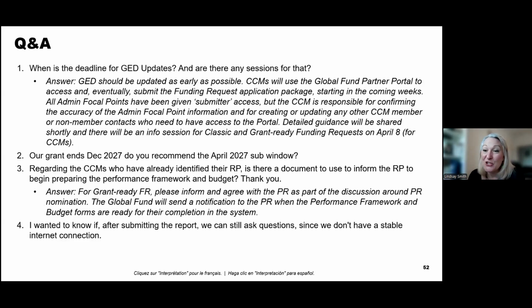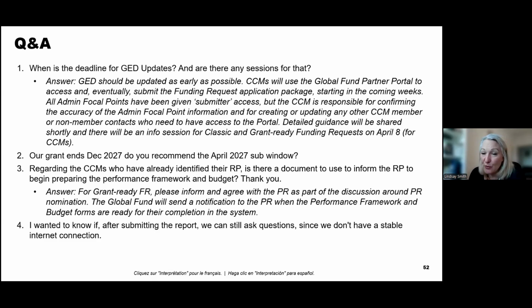What is the deadline for GED updates? And are there any sessions for that? Okay, so GED should be updated as early as possible. It obviously depends on how soon you need to develop your funding request. But if you need to develop a funding request in 2026, you need to do the GED updates tout de suite, right away. So CCMs will use the Global Fund Partner Portal to access and eventually submit the funding request application package, and that will start in a couple of weeks.